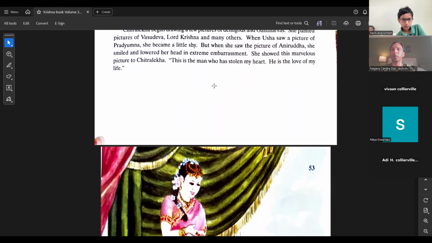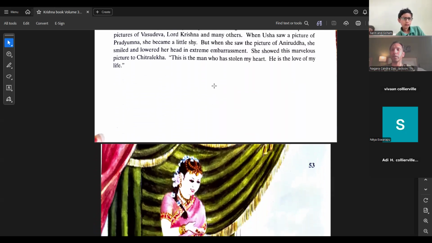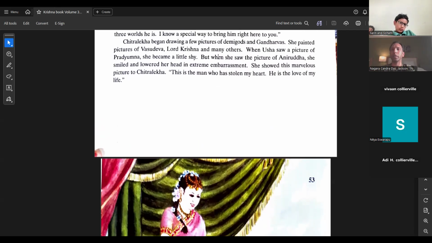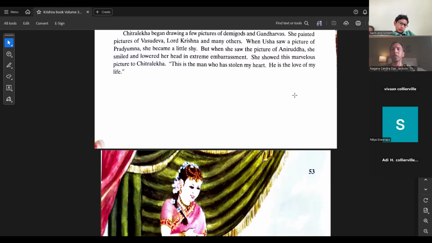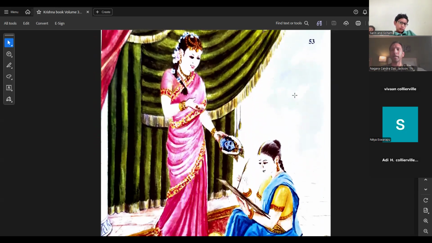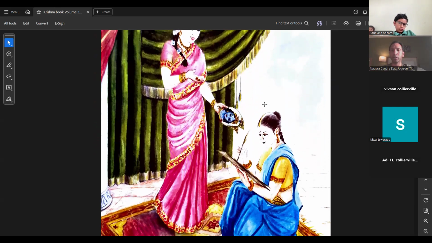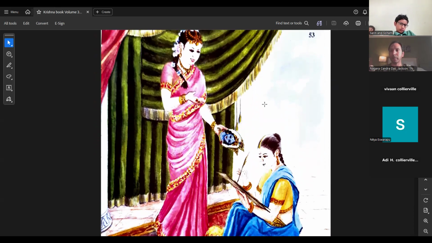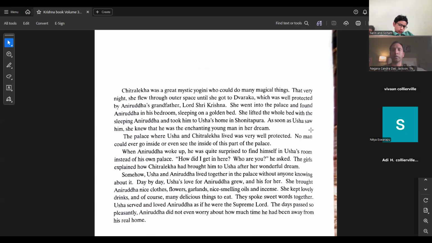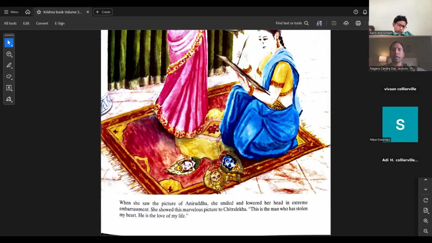And then when she draws Pradyumna, she feels, oh, this is maybe somewhat similar. But then she draws the son of Pradyumna, who is Aniruddha, his picture. And she's shy because she basically says that is the person who came in my dreams. She has never seen this person, right? They live in different places. Usha is living in Shantipura, whereas Aniruddha is in Dwarka under Krishna's guidance. Okay. So that's where we are.